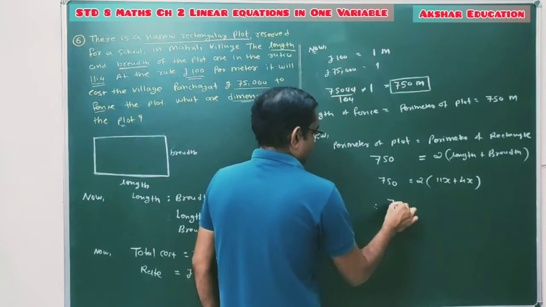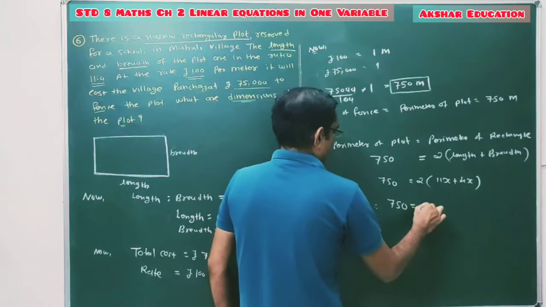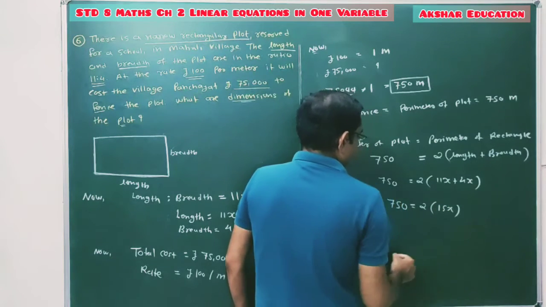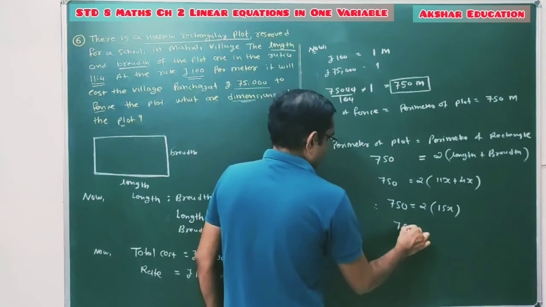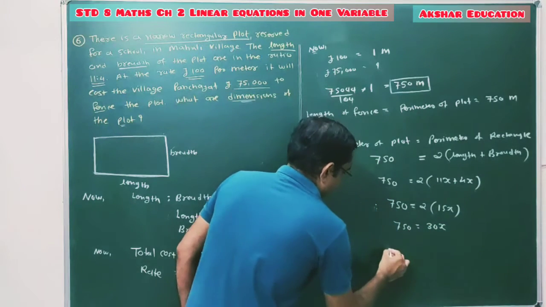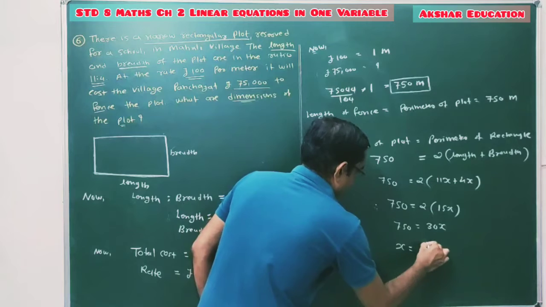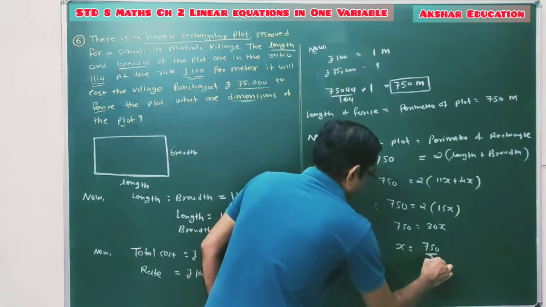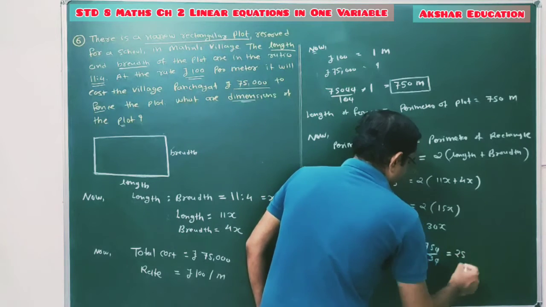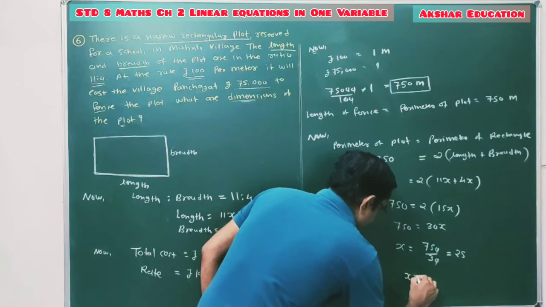Now therefore 750 equals twice of 11 plus 4, 15x. Therefore 750 equals 30x, and therefore our x is 750 by 30, zero zero cut. So it's 25. So value of x is 25. This is not our answer.